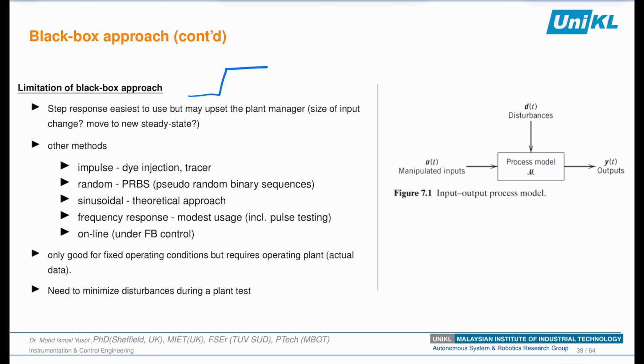Again, for the black box approach, the limitation is that it is only good for a fixed operating condition, but requires an operating plant, which gives the actual data. So we cannot use simulated data; we have to use actual data. Another limitation is the need to minimize disturbance during a plant test. So we have to try to minimize as much disturbance as possible during the plant test.